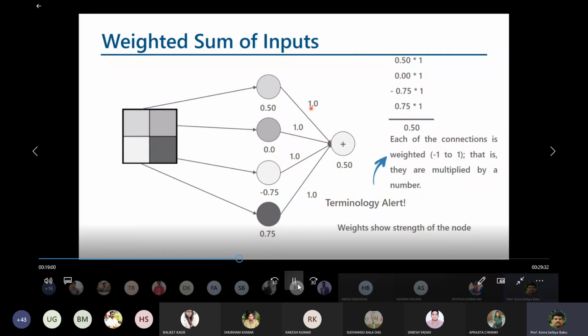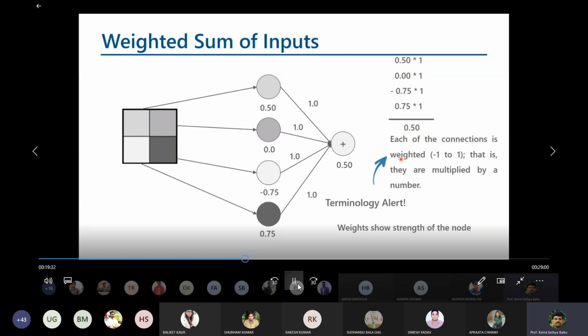For this one, suppose the weight here is 1.0 only. It means 1 for all of these, so we have multiplied: 0.50 into 1, 0 into 1, minus 0.75 into 1, 0.75 into 1. This is what we have added, and then we got 0.50. So here the value is 0.50 for this particular neuron.